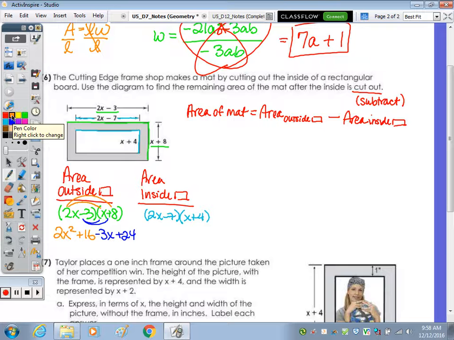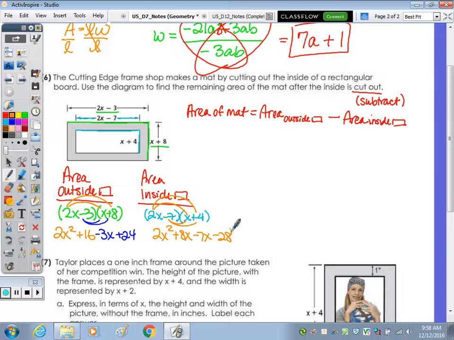Continuing to distribute in the second one, and then combining like terms at the end. 2x times x is 2x squared. 2x times a positive 4 is positive 8x. Negative 7 times x is negative 7x. Negative 7 times positive 4 is negative 28. Now in each of those expressions, we just need to combine like terms.